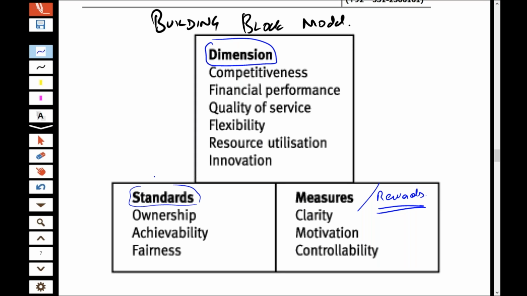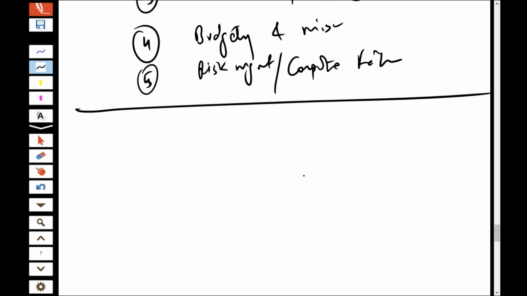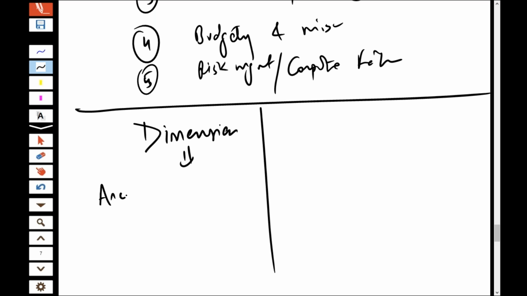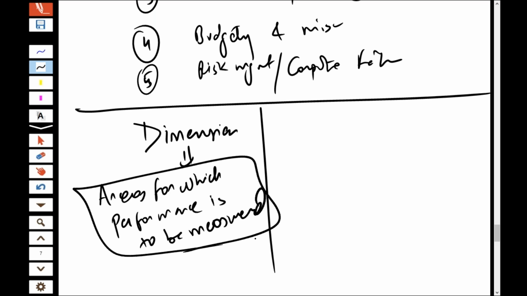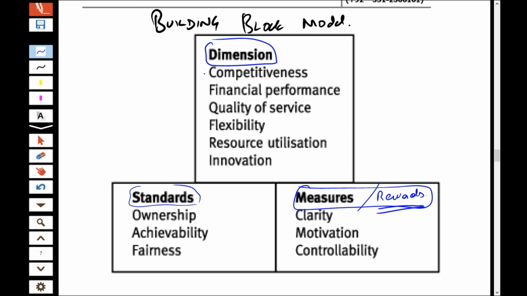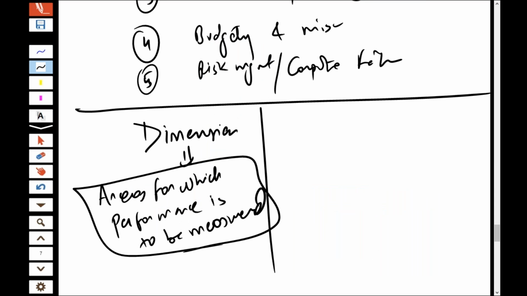One of them is a dimension block. The other is a standard block. And the third is the measures or rewards block. Now, what exactly do you mean by the dimension block? The dimension block refers to the areas for which performance is to be measured. So these are the dimensions against which the performance should be measured: 1, 2, 3, 4, 5, and 6.